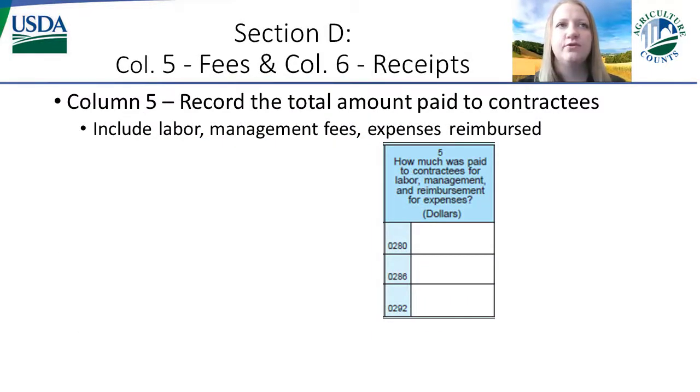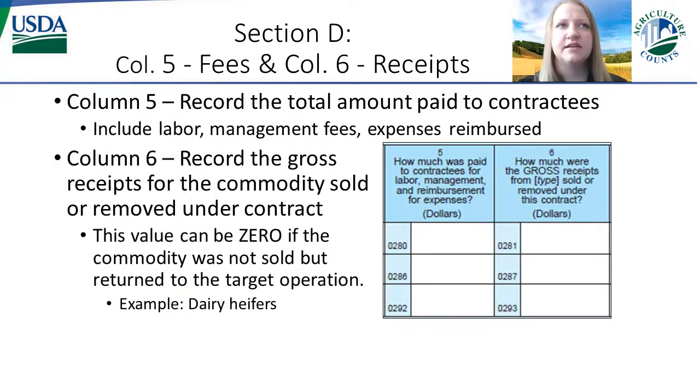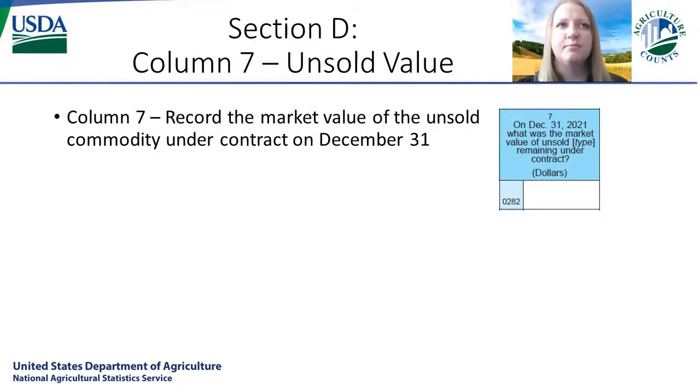In column 5, report the total amount paid to contractees. This includes labor fees, management fees, and reimbursements for expenses. In column 6, record the gross receipts for the commodity sold or removed under contract. This value can be 0 if the commodity was not sold but returned to the target operation. An example of this would be dairy heifers that were raised off the dairy operation but returned to be milk cows. In column 7, record the market value of any unsold commodity remaining under contract on December 31st.